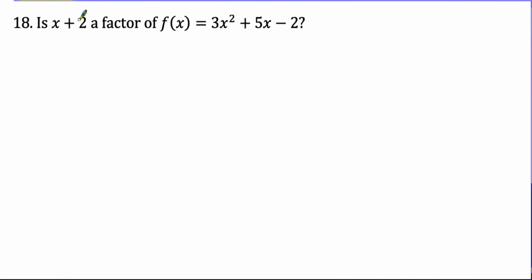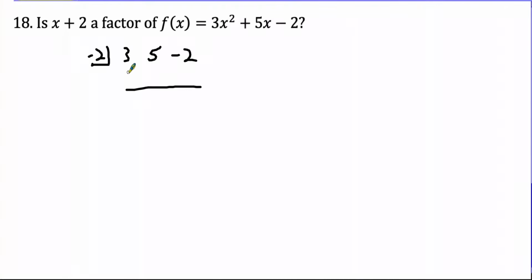On number 18, to determine if something is a factor, we want to divide. Synthetic division is probably the easiest way to do that. So if I set up synthetic division up here in my box, I need to figure out what value is going to make this divisor equal to 0. So negative 2 is what would make this equal to 0. We could write that out and say x plus 2 equals 0 and solve that little equation to get negative 2. Then I want to list out my coefficients, 3, 5, negative 2.